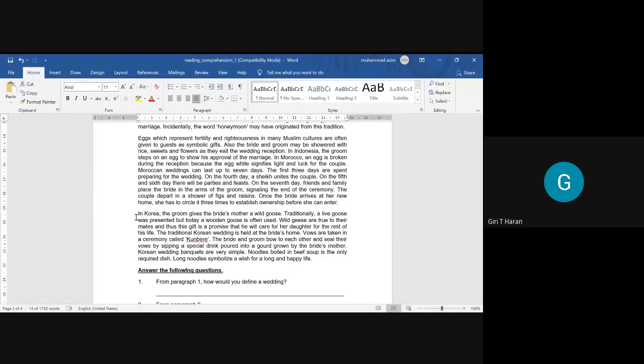The bride and groom bow to each other and seal their vows by sipping a special drink poured into a gourd by the bride's mother. Korean wedding banquets are very simple. Noodles boiled in beef soup is the only required dish. Long noodles symbolize a wish for a long and happy life.